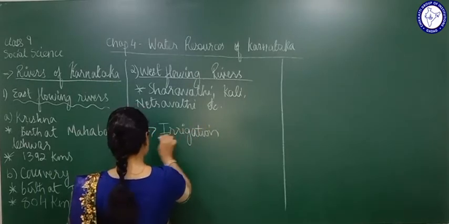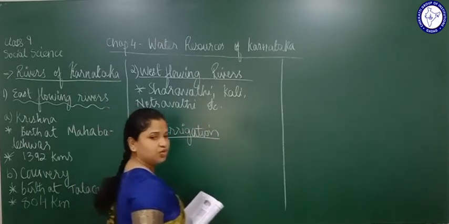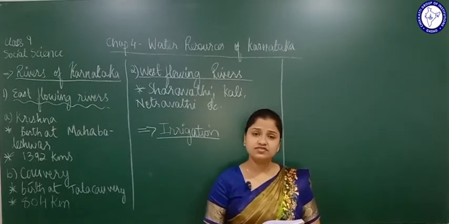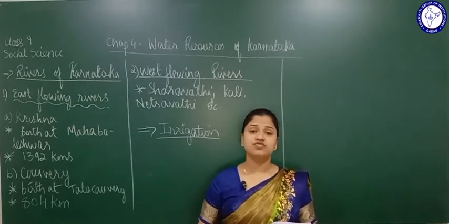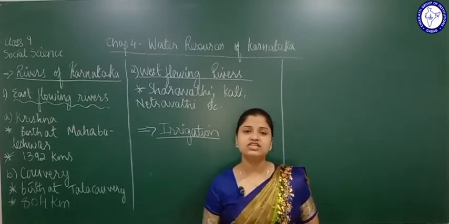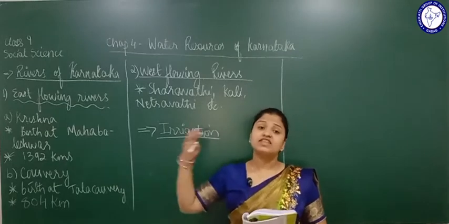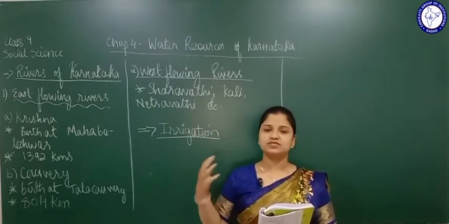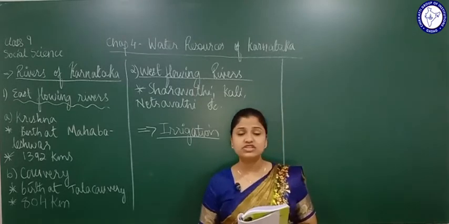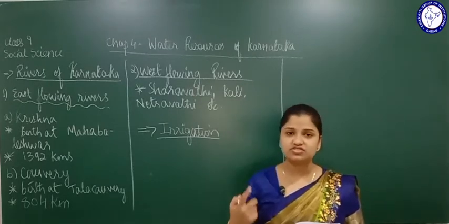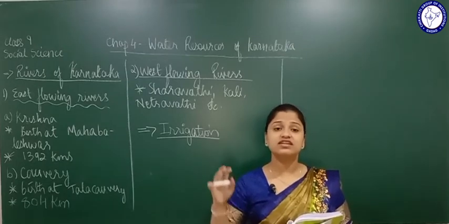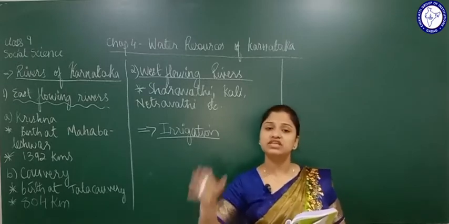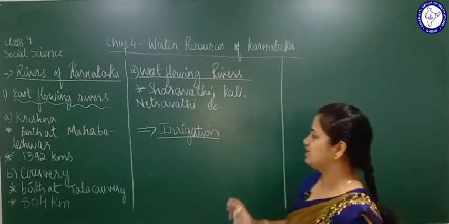So what do you mean by this word irrigation? What does the word irrigation mean? Irrigation simply means artificial supply of water for agriculture. Artificially supplying the water to the plants. Naturally supplying the water is rainfall, right? From rainfall we get a natural supply of water for the plants. Artificially when we supply water through wells, through tanks, through canals, that is called irrigation. Artificially supplying water to the crop is called irrigation.